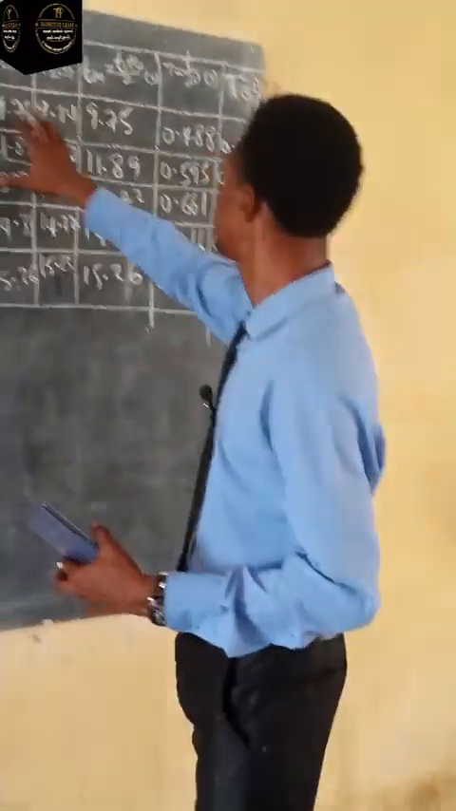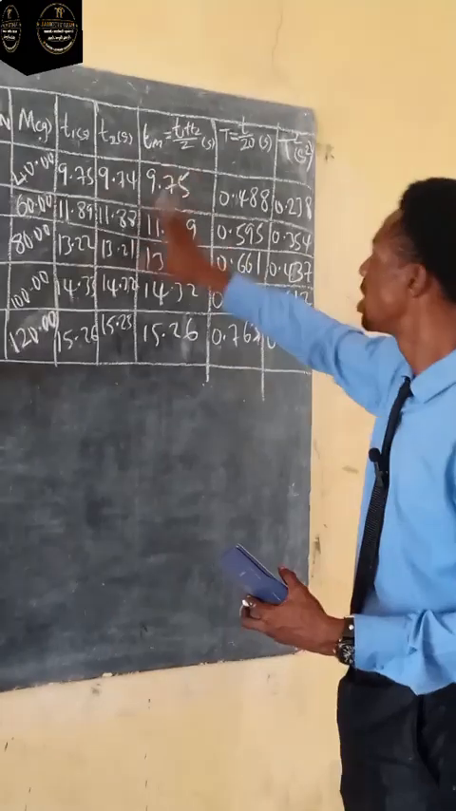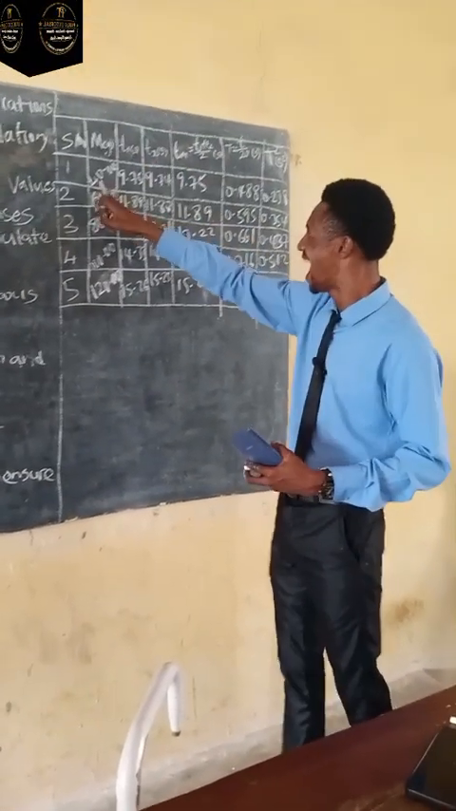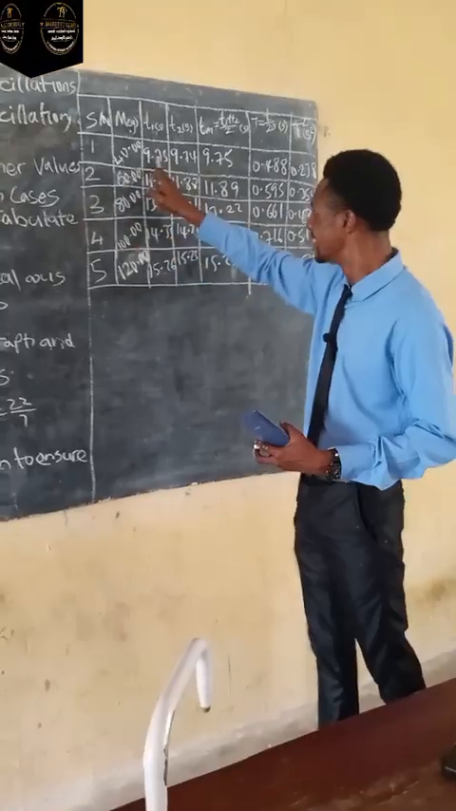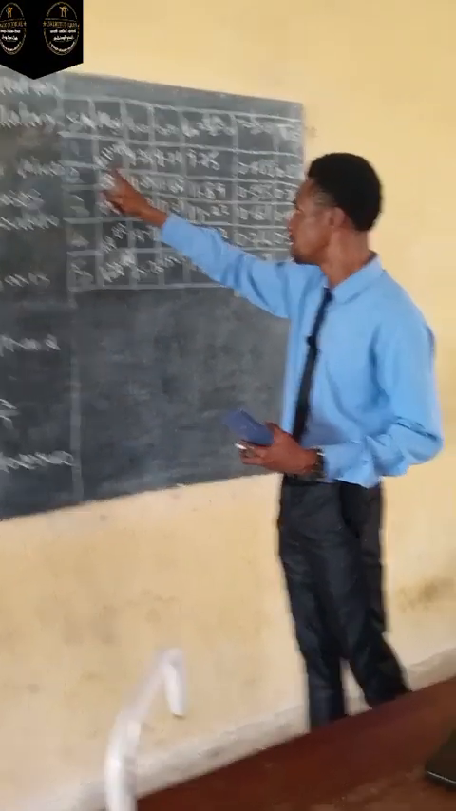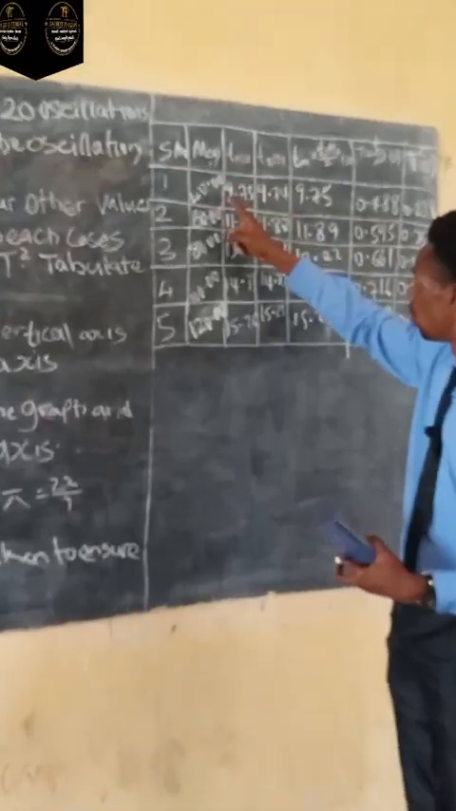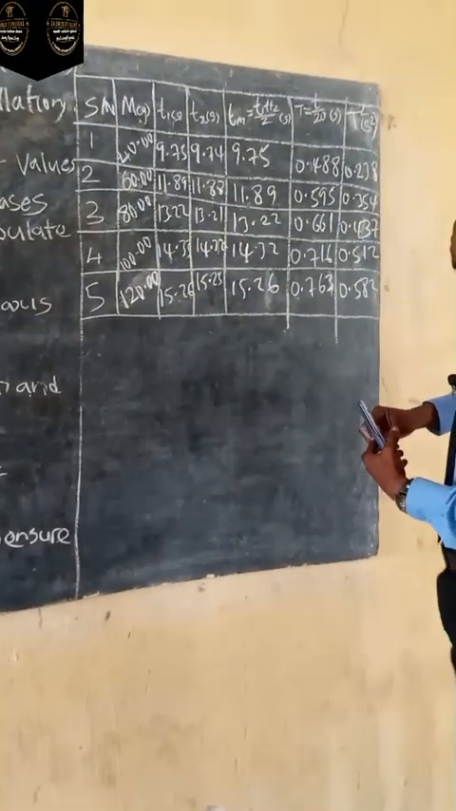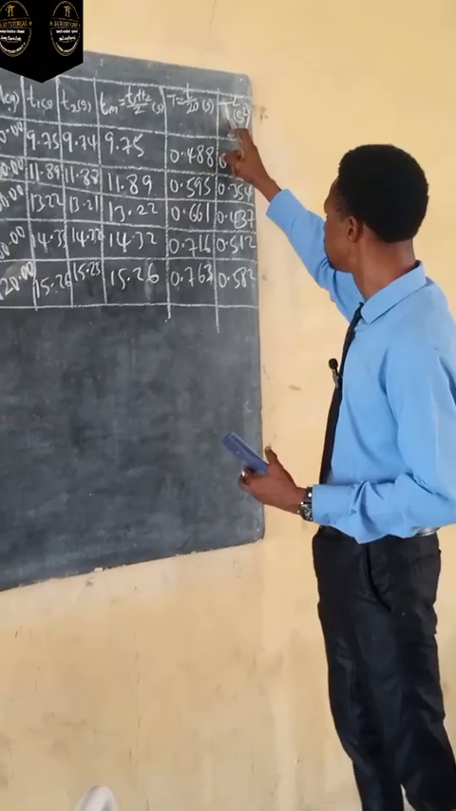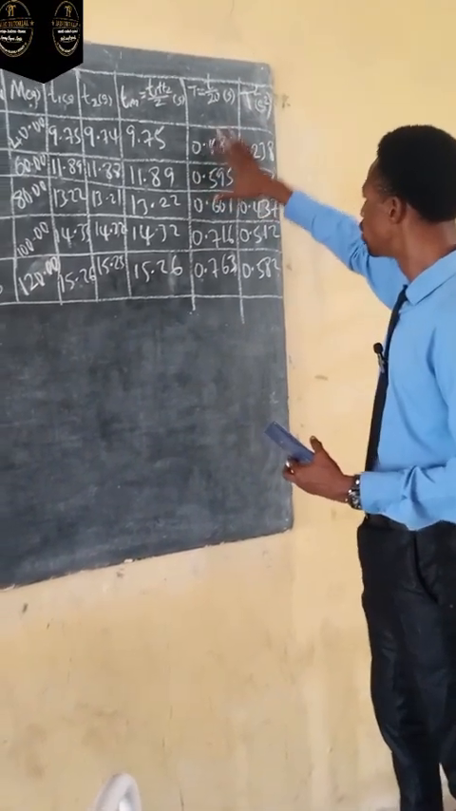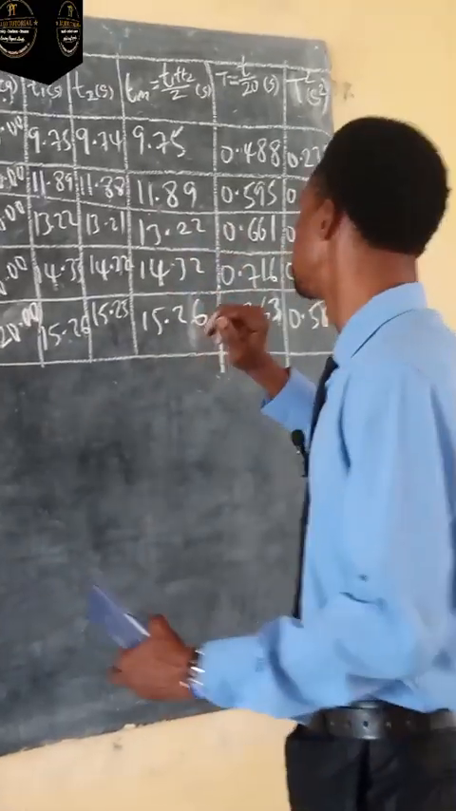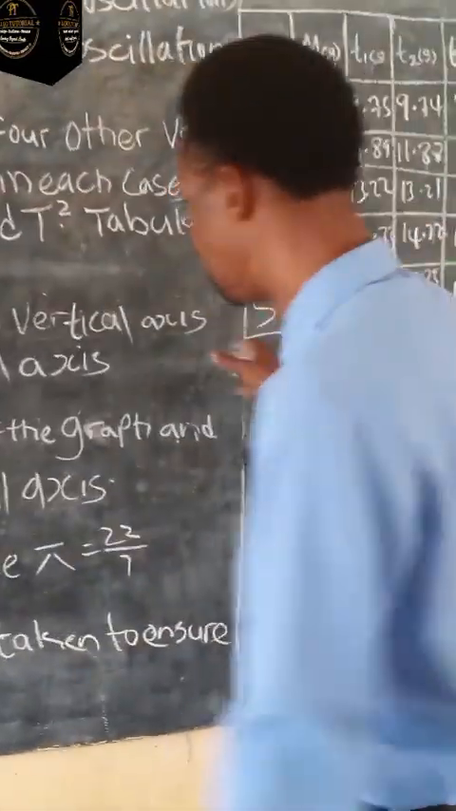Please don't forget, all these are at least in two decimals, and you have to take note of the trend. It is increasing. As the mass is increasing, the time is also increasing. That is the trend you have to take note of. Now take note, when you want to find the period and this T squared, make sure your values are at least 3 decimals.